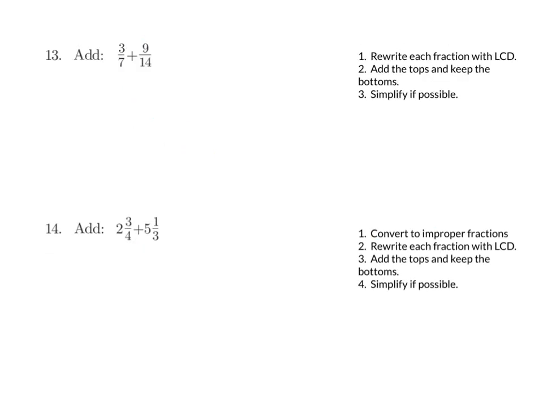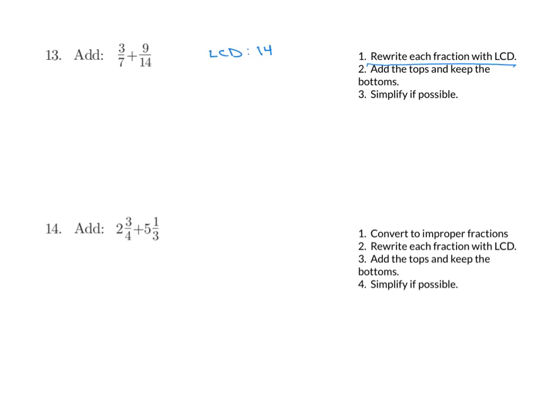Next thing we want to look at is addition and subtraction. So remember, the main thing to keep in mind when we talk addition and subtraction is we want to write with LCDs. So 3 over 7 plus 9 over 14. In order to add this, I want my LCD. What is a number that is divisible by 7 and 14? The answer is 14. Remember that we have to multiply to this number.